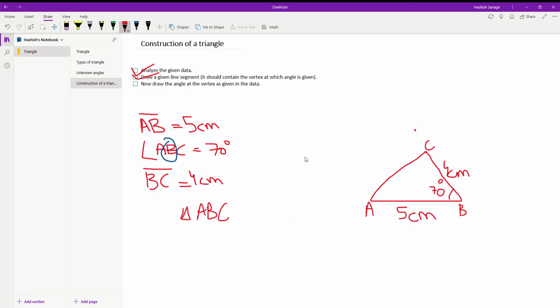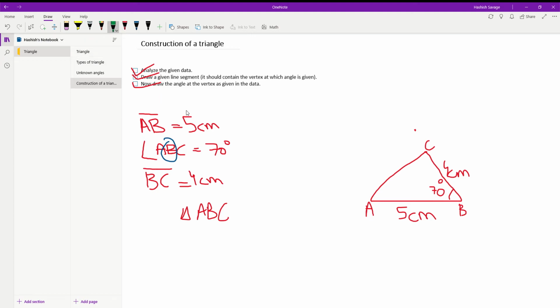Similarly, you need to draw the other triangles like this as well, as we have drawn the angle at the vertex in the given data, and then just join the remaining vertex as a closed figure, so it should be closed at the very end.